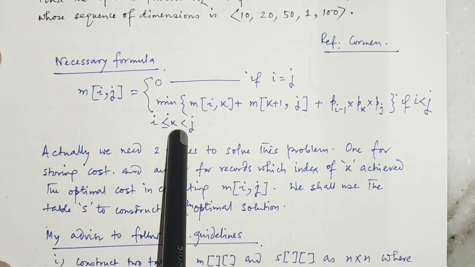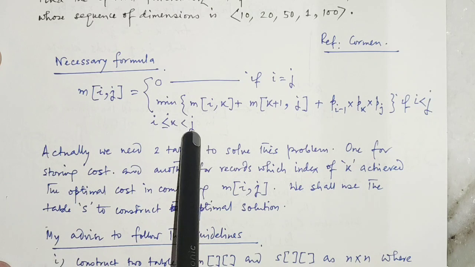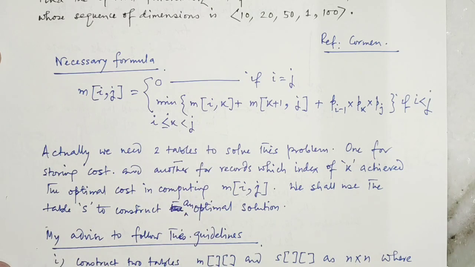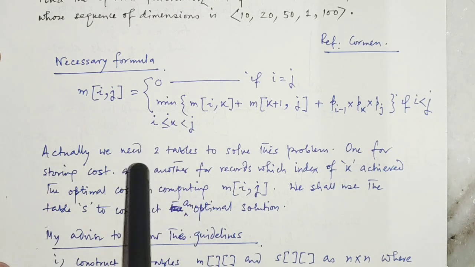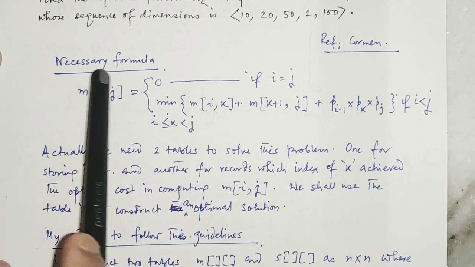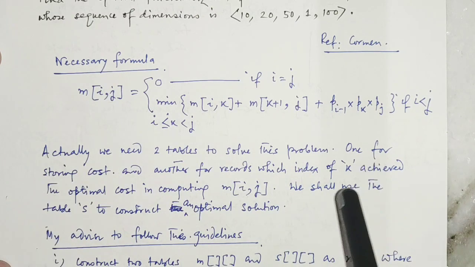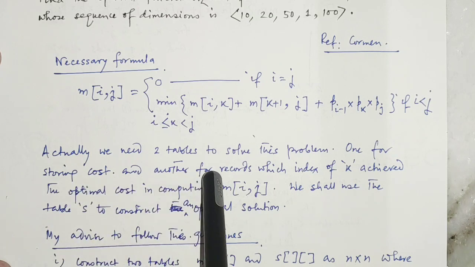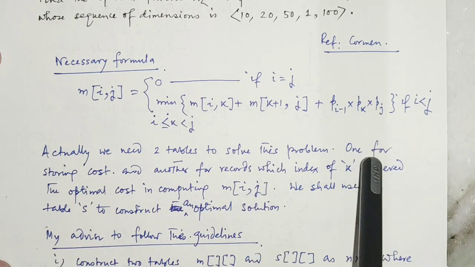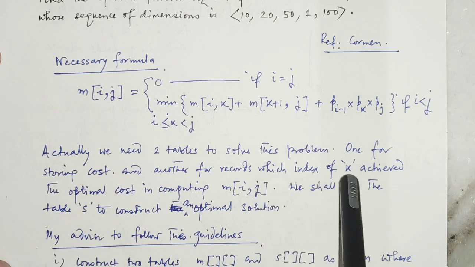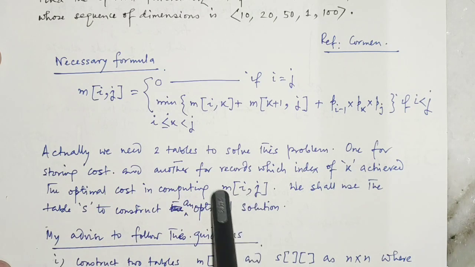And what would be the probable value of k? K starts from i and goes up to j minus 1. That's why it is less than j. And actually we need two tables to solve this problem. One table is displayed here, that is m in the formula. One for storing cost and another for recording which index of k achieves the optimal cost in computing m of i j. If you follow my first lecture on the matrix chain multiplication algorithm, you will find how to derive this formula, that we have already discussed.